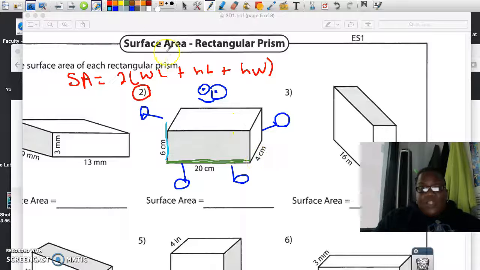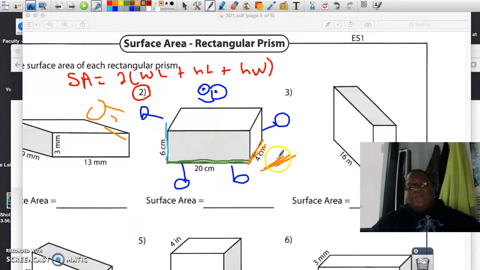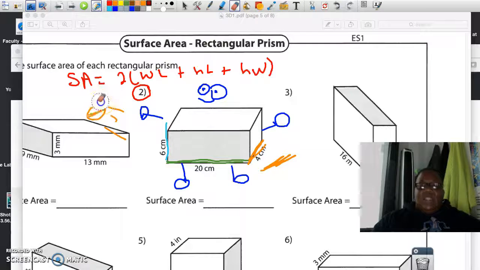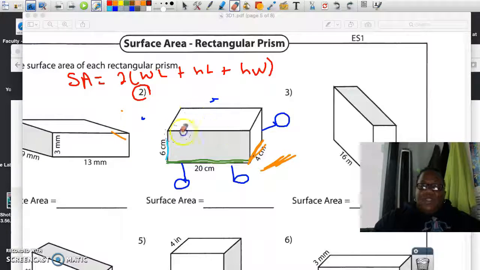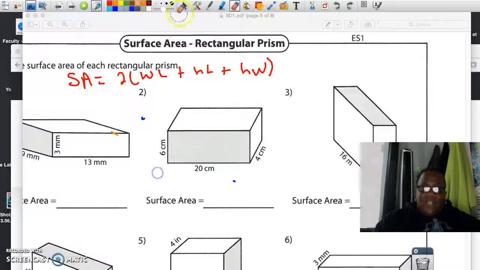Leaving this one, and this one I call the shadow number, because if the sun was shining, it would cast a shadow right here. So this is my shadow, which I call the length. Or pretend you knocked over a SpongeBob square cube, and he was laying down, you would say that this was the length. So if you know the difference between the length, width, and height, it's easy to solve these problems. So now that we have length, width, and height, plug it in.